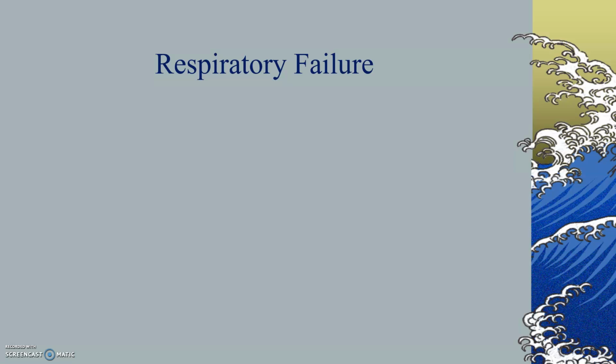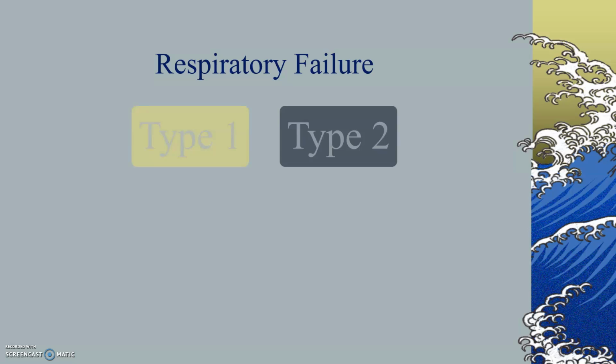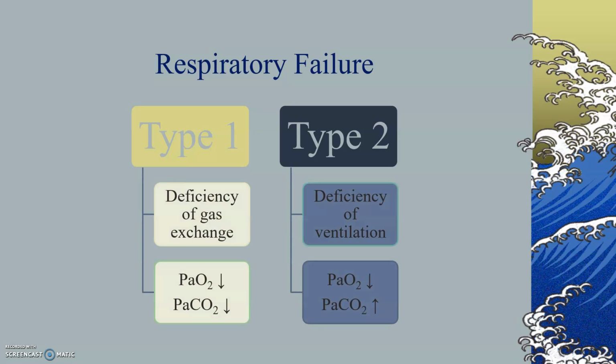So let us talk about respiratory failure. In general, we recognize two types of respiratory failure, type 1 and type 2. Type 1 respiratory failure occurs in a situation where there is normal ventilation, so the breathing mechanism is working properly, but gas exchange is impaired for one reason or another. Type 2 respiratory failure really refers to respiratory failure that has been caused by inadequate ventilation.